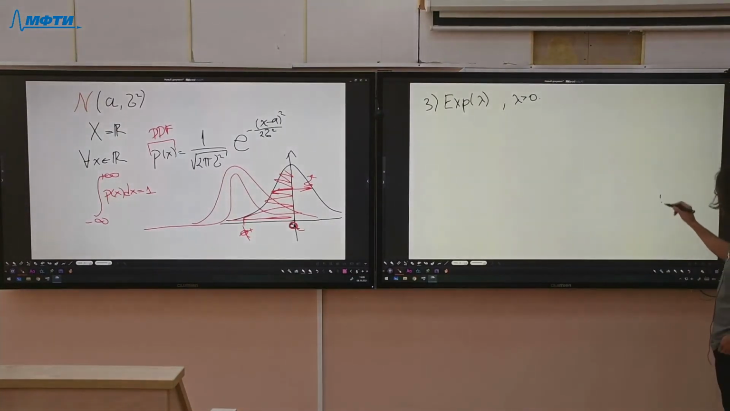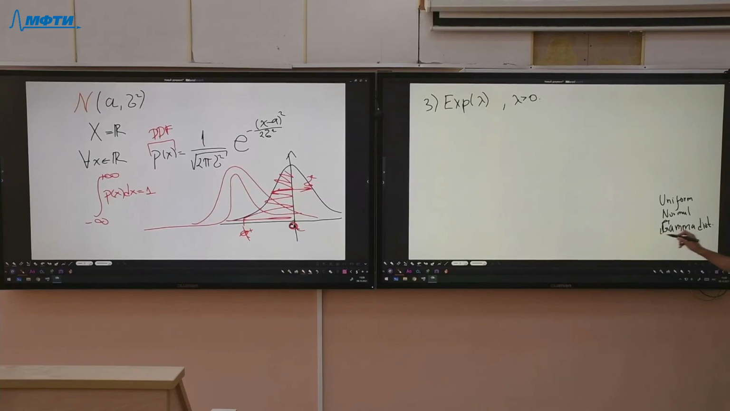We have the uniform, we have the normal distribution, and we have the gamma distribution. From the gamma distribution, there are many different special cases of the gamma distribution. And here we have the exponential distribution.